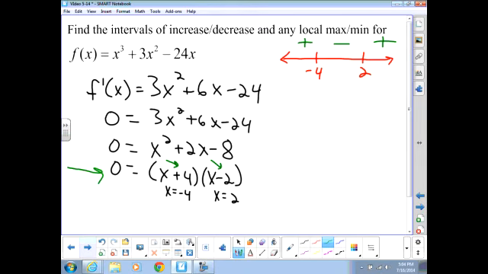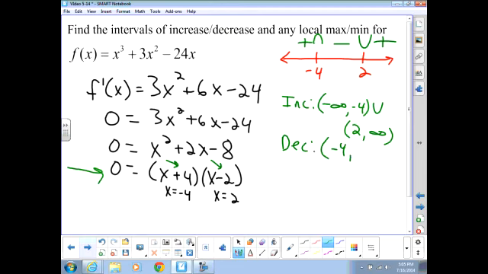So at the negative 4, we're going from increase to decrease. At positive 2, from decrease to increase. So to start out our intervals, we are increasing from negative infinity to negative 4, the union of that with 2 to infinity. And we are decreasing from negative 4 to 2. So that takes care of the first part. We've got our intervals of increase, decrease, and now find any local max or mins.